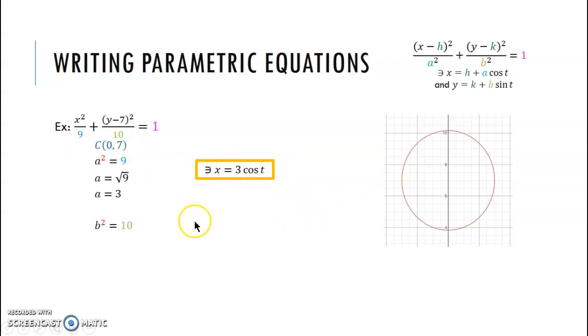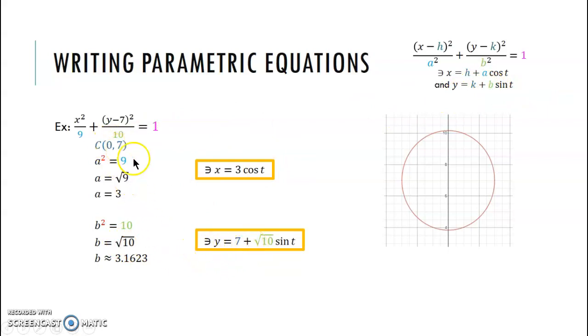Now we solve for our b for the y. So b squared is equal to 10, square root, b is equal to the square root of 10. If you really want to, you can estimate that to the fourth decimal place, 3.1623, but the most accurate representation of b is square root of 10. So we take our k, which is 7, and then our b, which is the square root of 10, and we get that y is equal to 7 plus the square root of 10 sine of t.